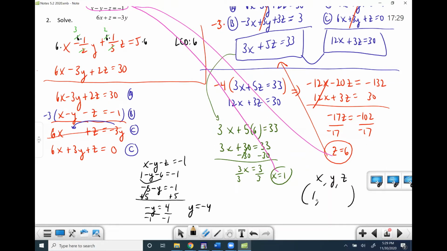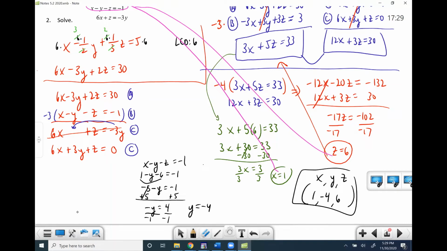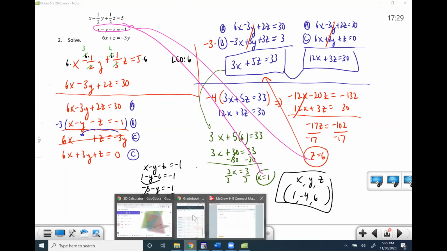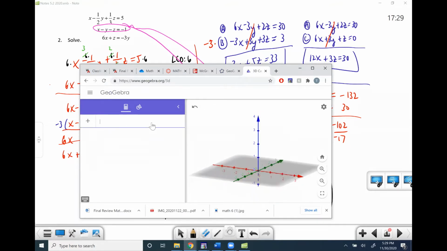So make sure you put x, then y, then z, and let's see how we did, if this is really where these planes cross, okay? So I'm gonna graph that point, 1, -4, 6. Okay, there he is in space. Let's put in those planes.